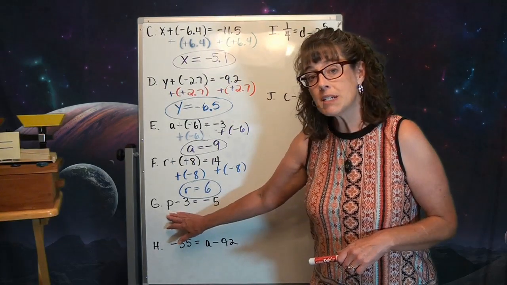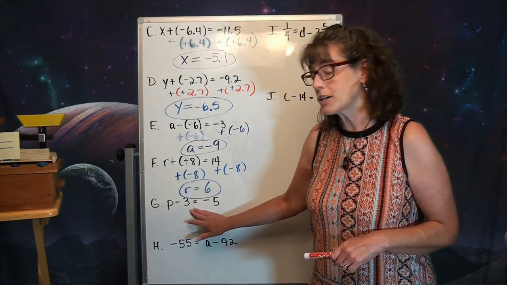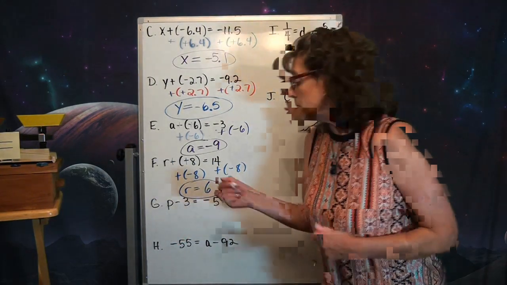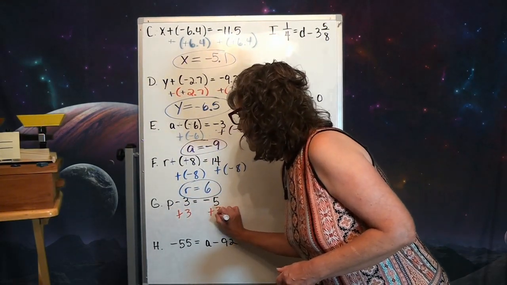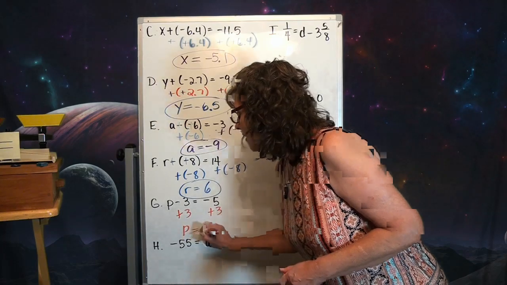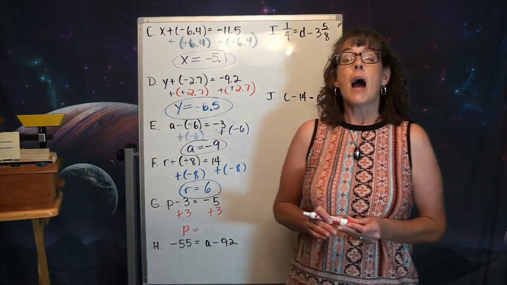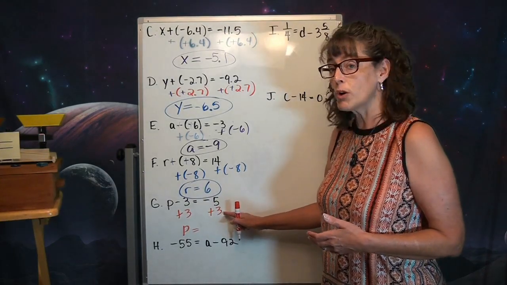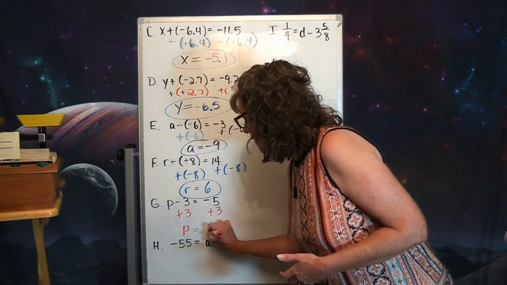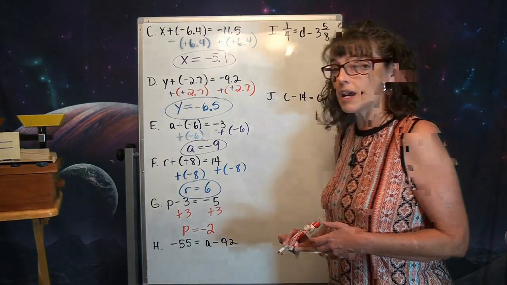So what has already been done to this p? We've already subtracted a 3. The opposite would be to add 3. So I'm going to add 3 here. I'm going to add 3 here. That gets that p by itself. And now once again, I'm combining up two digits that have different signs. So I will take the smaller from the larger. 3 from 5 is 2. Take the sign of the larger, which is negative.